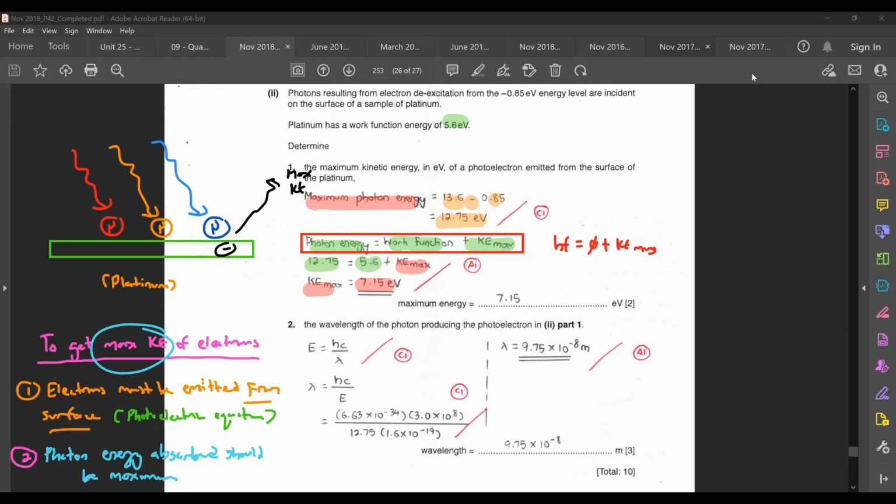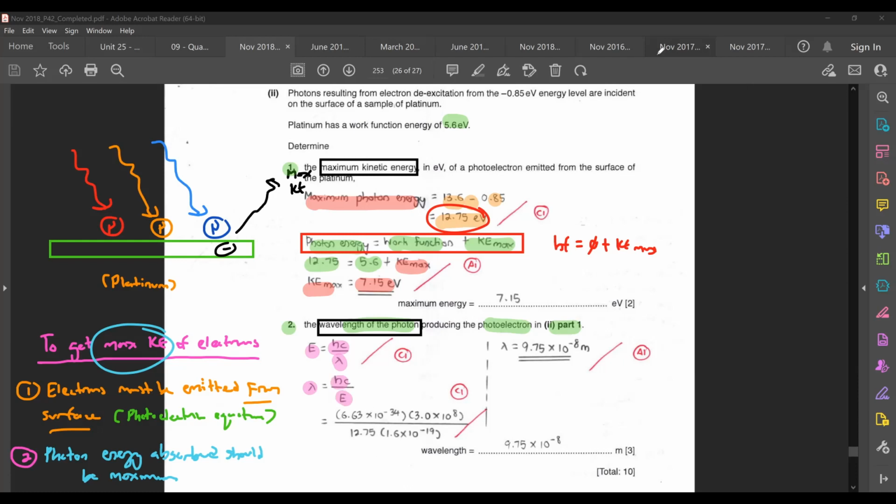All right. So in part 2, the wavelength of the photon producing the photoelectron in part 1. So this is related to your previous question. They want the wavelength of the photon that you use that gives you maximum kinetic energy in part 1. So you already know that the energy of your photon is 12.75 eV. So you use back the equation E equals hc over lambda. Lambda is hc over E.